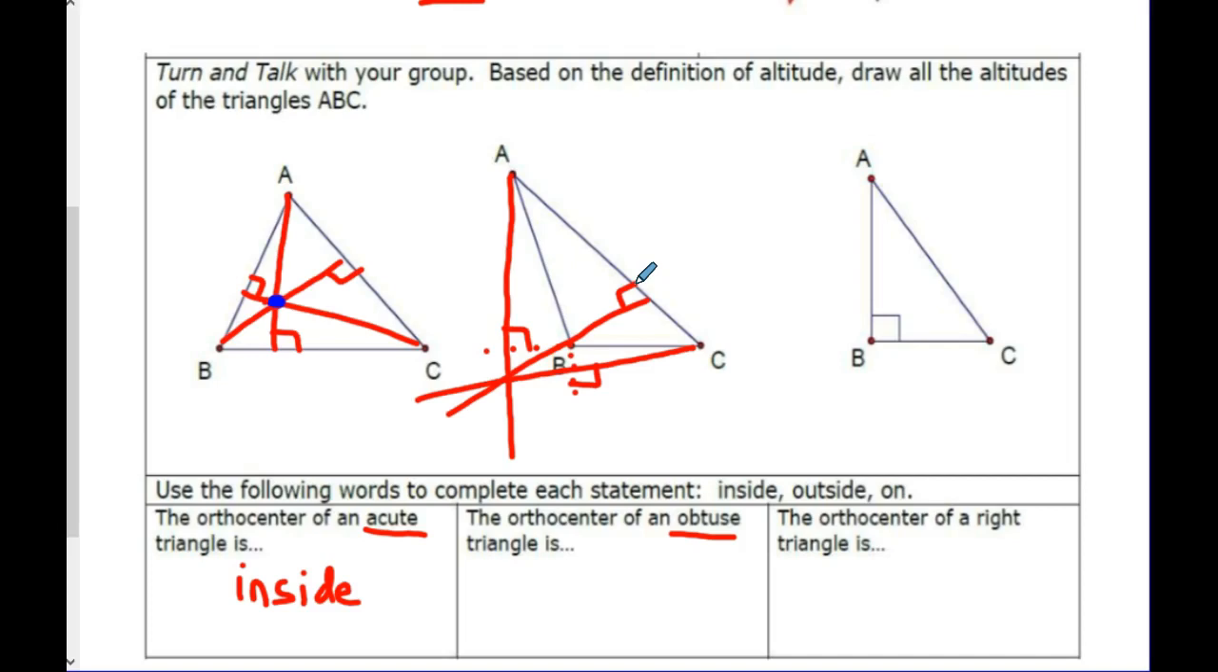To make an altitude, it's from a vertex, and it has to be perpendicular to the opposite side. So when it's obtuse, the only way it can be perpendicular is if the side extends. Like if you went inside the triangle, it wouldn't be perpendicular. It'd be obtuse. So does everyone see that this orthocenter is outside? So for the middle one, yes, outside.